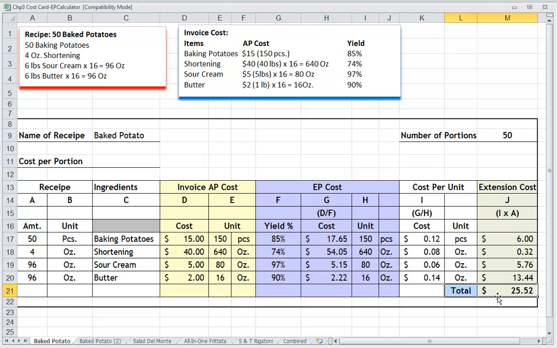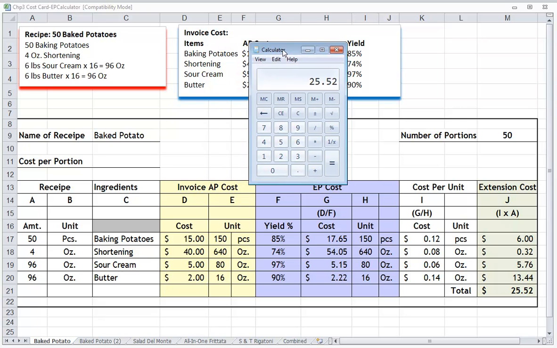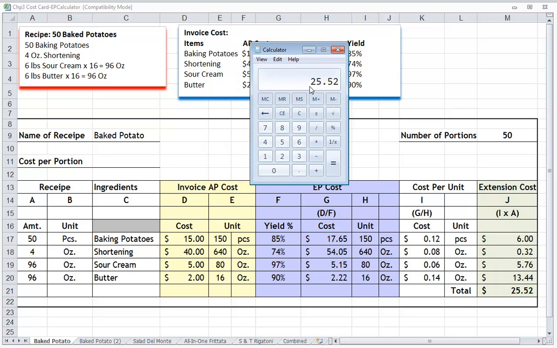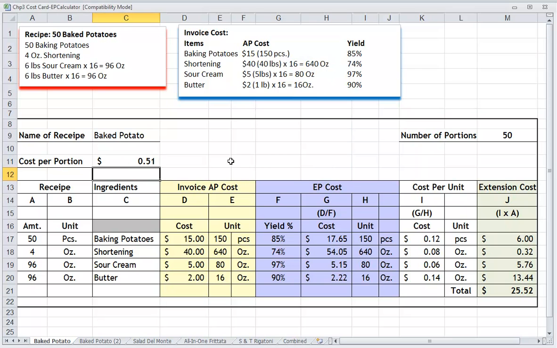If I wanted to calculate the cost per portion, so if I wanted to find out how much each baked potato would cost, all I need to do is take the total for 50 and divide it by the portions, and the answer will go over here. So let's do this calculation together. The entire recipe is going to cost me $25.52. I'm going to divide this by 50 to figure out how much each fully cooked baked potato is going to cost, and that is going to be 51 cents. And this is how you complete a cost card.